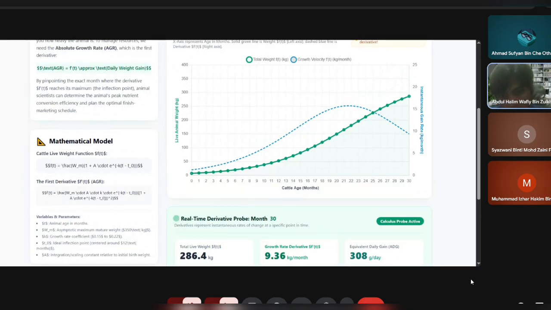I would recommend one way to make this HTML better, which is adding a result summary panel beside the graph. The panel could automatically display important information such as peak growth age, maximum growth rate, current cattle weights, recommended feeding periods. This would make the website easier for farmers and students to understand without needing to interpret the graph themselves.